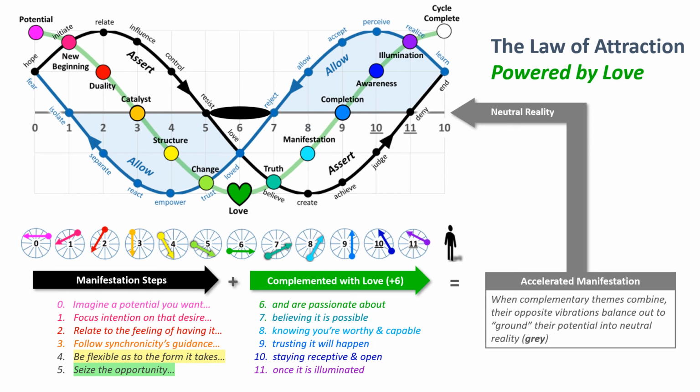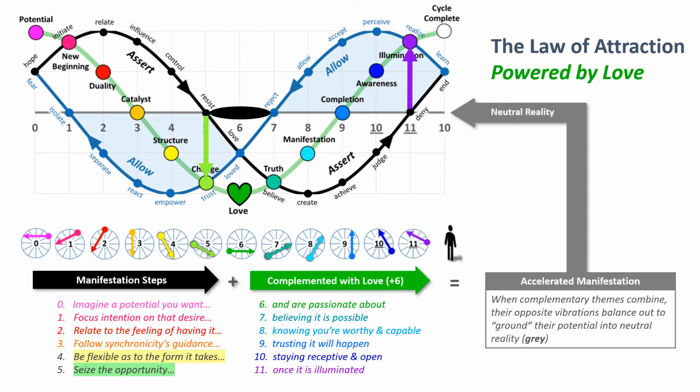Next, follow synchronicity's guidance, orange 3, trusting it will happen, as your blue 9. Then, be flexible as to the form it takes, yellow 4, staying receptive and open, deep blue 10. And last, seize the opportunity, lime green 5, once it's illuminated, violet 11.